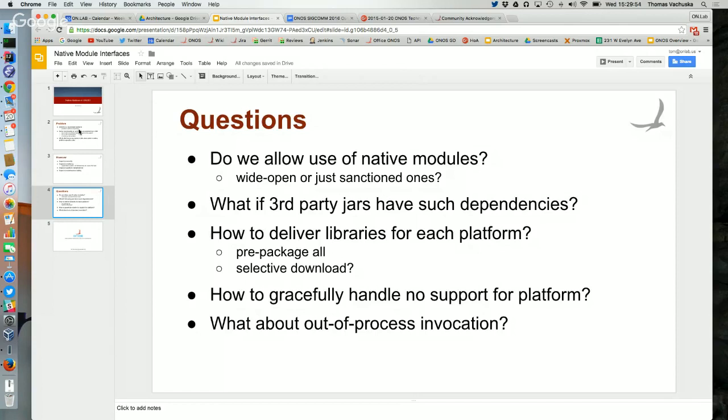So first, it should be, is there any alternative? Is there any alternative where you don't need JNI? And this is for the code that goes inside ONOS, right? If it's code that's outside, we don't care. Well, of course, not ours.